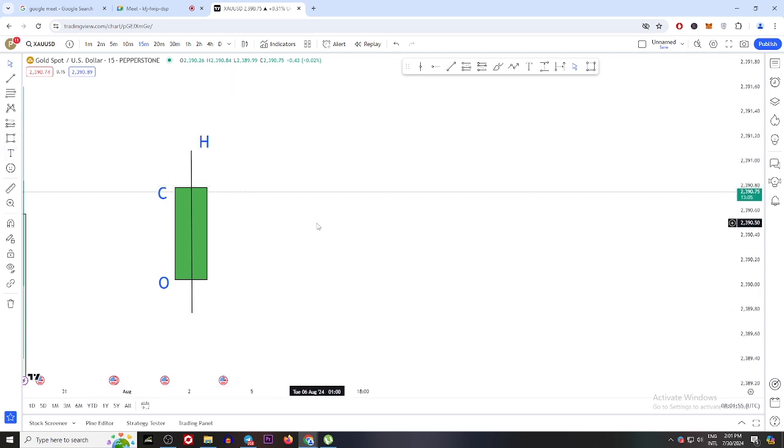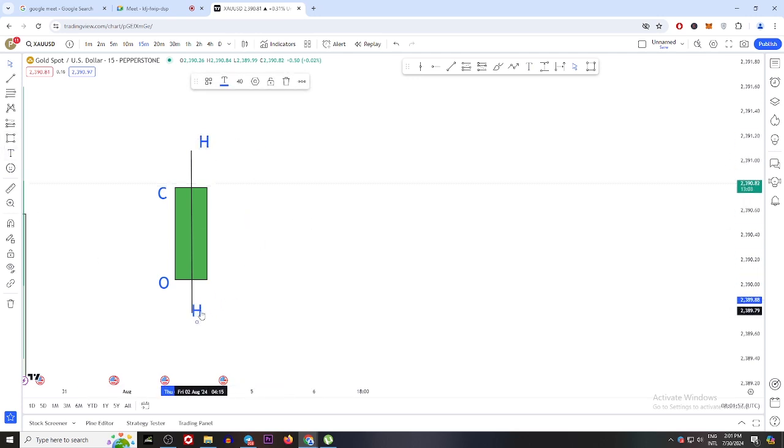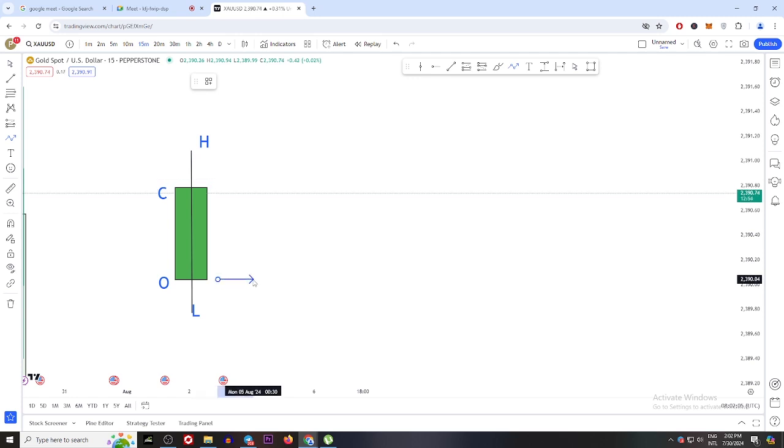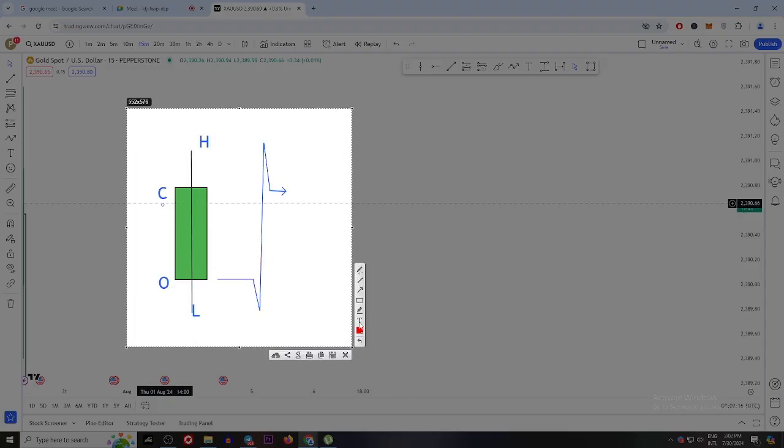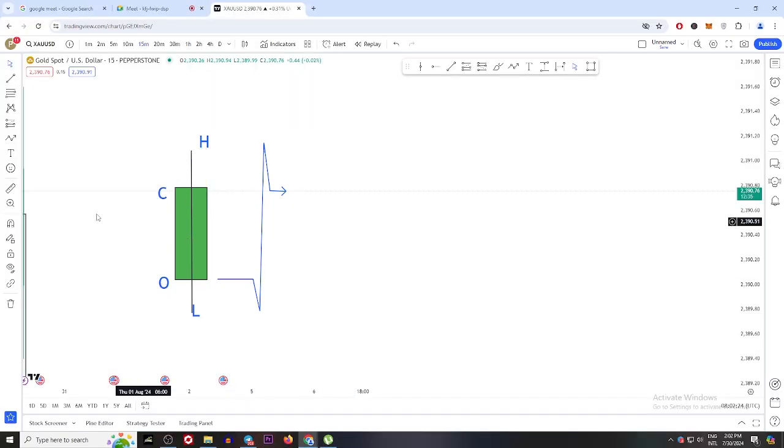Yes, we have a high, we have a low. So how does this candle form? Basically, this is the starting of this particular area. It came down first, then went all the way to the upper side, then came down and closed. We call it OLHC. Why OLHC? Because of the formation: it started here, came down, went up, and then closed.